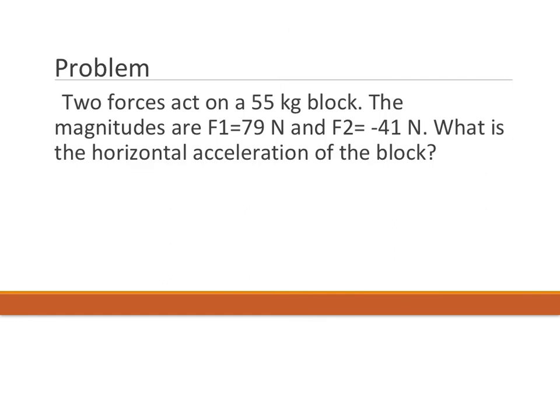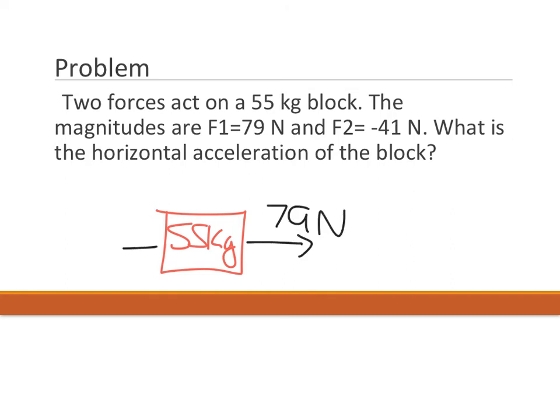All right, so we looked at different pictures. We weren't using numbers. Let's actually use numbers this time. So we have two forces that are acting on a 55 kilogram block. That's my mass. The magnitudes of the forces are 79 newtons and then negative 41 newtons. Remember, this negative is telling me this is going the opposite direction. What is the horizontal acceleration of the block?